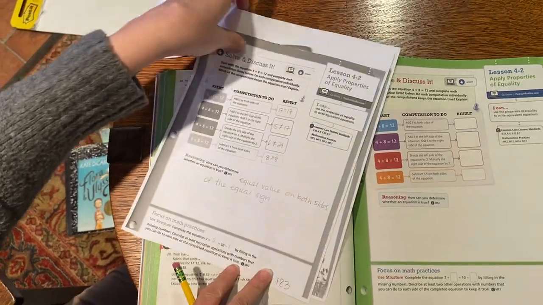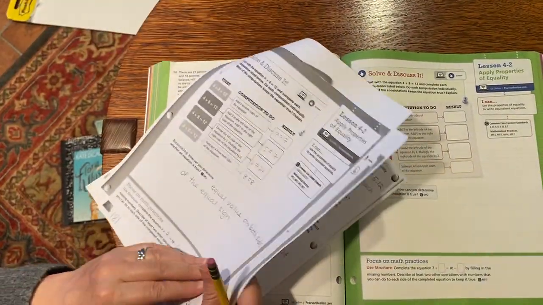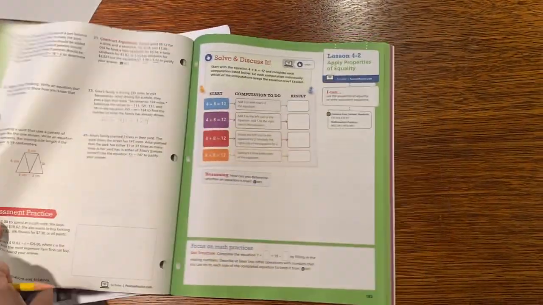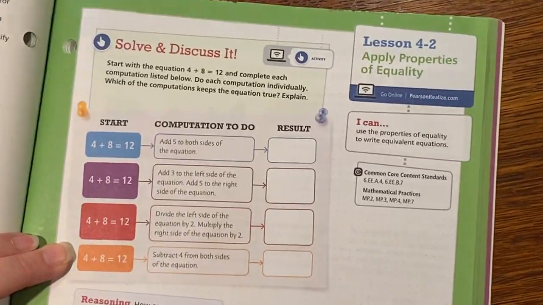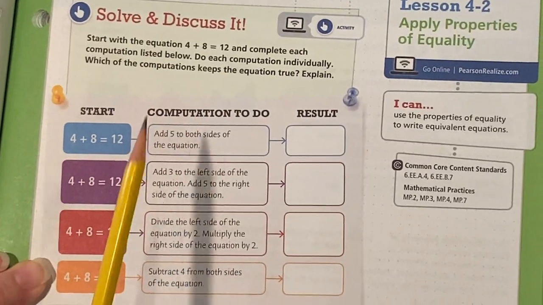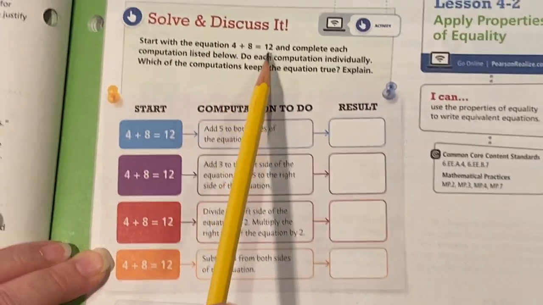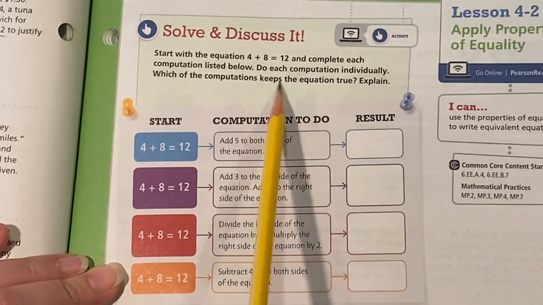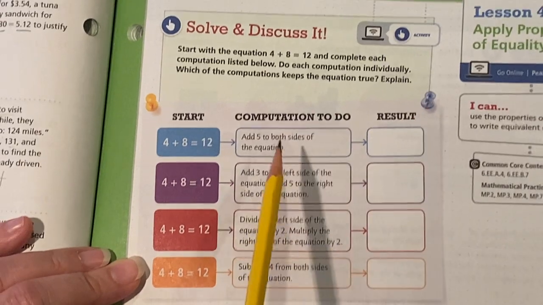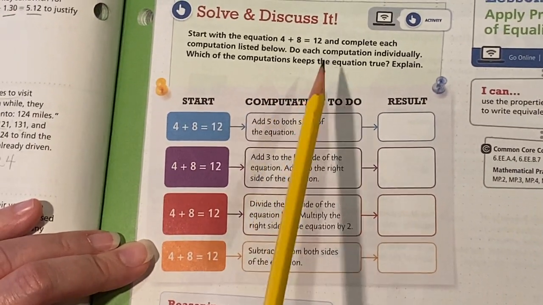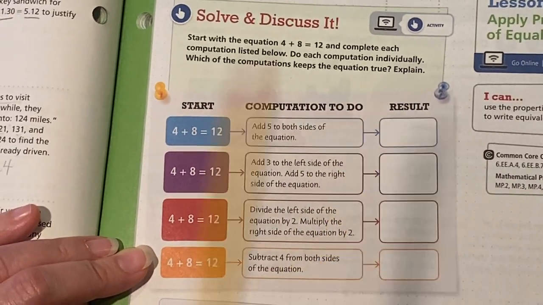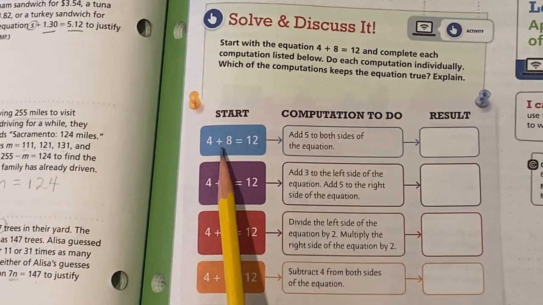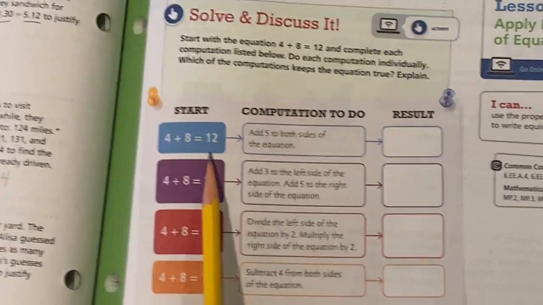Now, finally, our last page for the day, I think. Yep. Page 183. Let's take a look. Solve and discuss it. Start with the equation 4 plus 8 equals 12 and complete each computation listed below. Do each computation individually. Which of the computations keeps the equation true? Explain. All right, so we've got this one, which is 4 plus 8 equals 12.